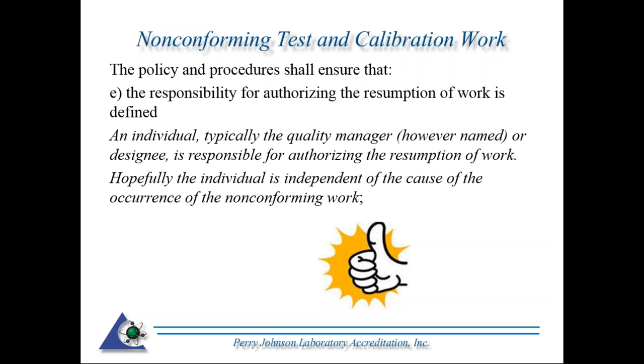Somewhere, somehow, somebody along the line has to give the thumbs up that, okay, this situation has been corrected. It is now okay to proceed with testing or calibration work utilizing this piece of equipment. So in other words, once the nonconformance is corrected, somebody has to be identified as the person to authorize the resumption of work.